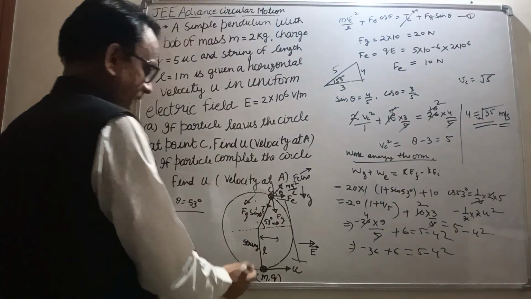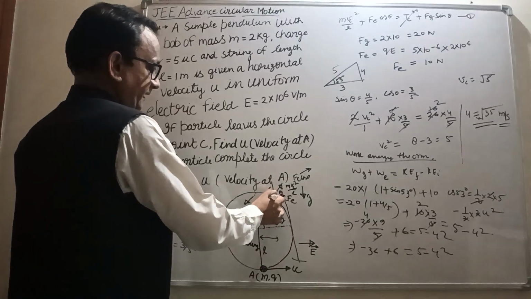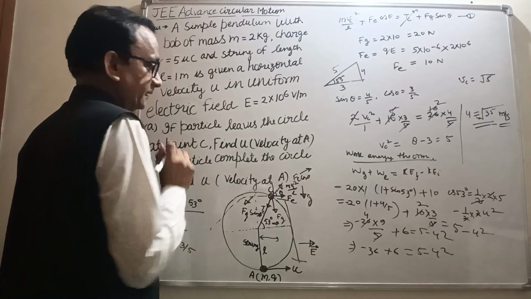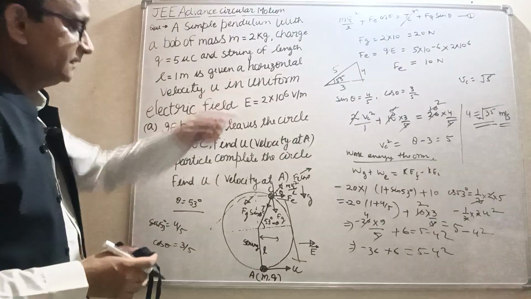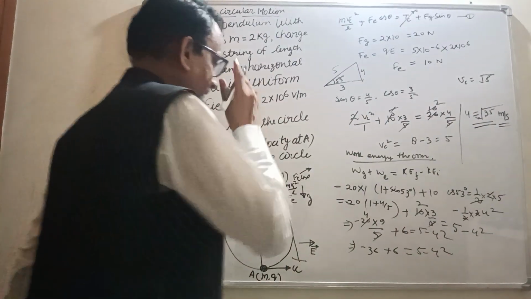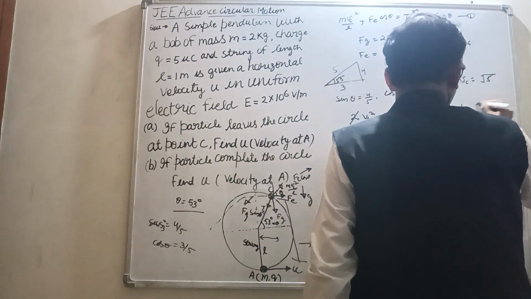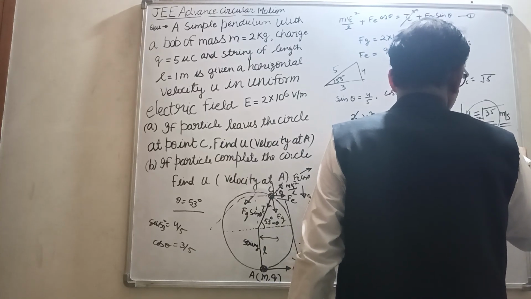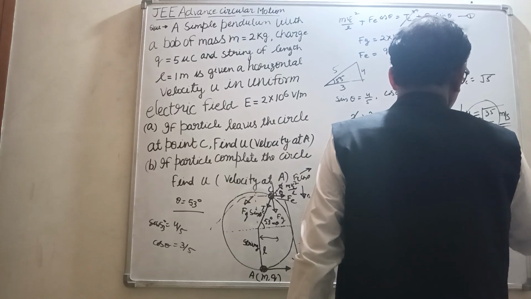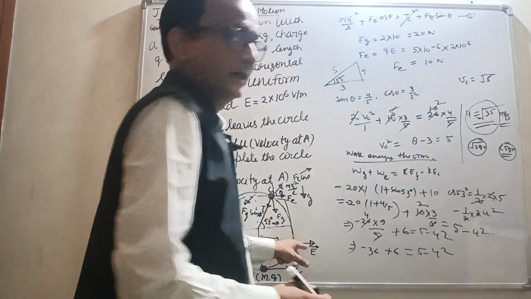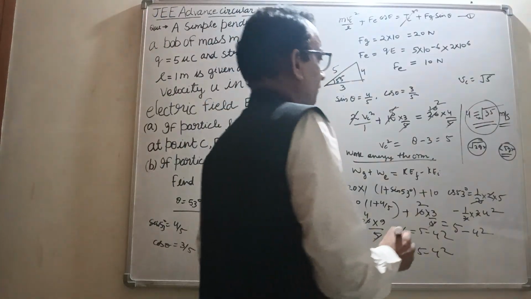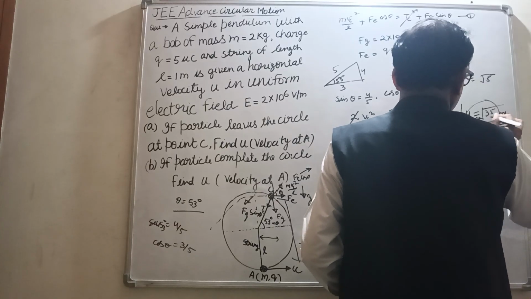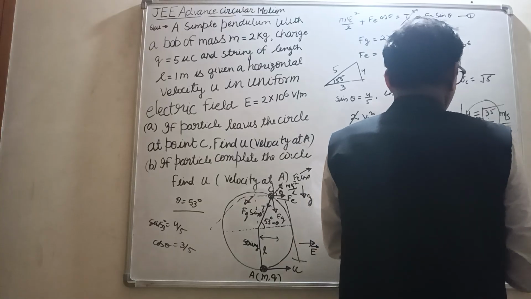So this bob leaves the circular path, and a projectile type of motion would occur here. This is the initial velocity. See here, this initial velocity is between root 2 gr and root 5 gr. Here one extra term is introduced, that is the electrostatic force. So this value persists in this region.